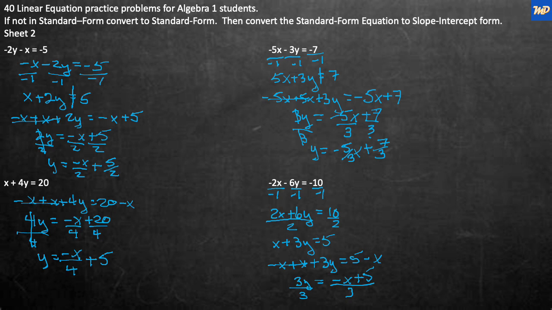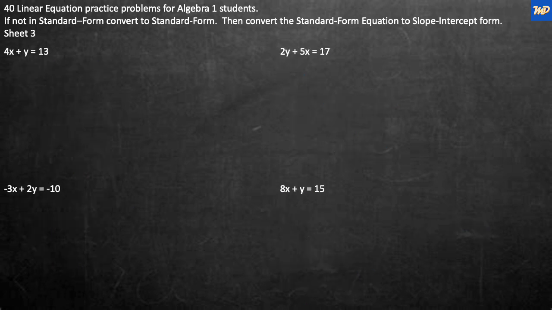Okay? So now I'm going to move over here. y equals, I got rid of the 3's here. They canceled. Negative x divided by 3 plus 5 divided by 3. Okay? As before, we know the rules, so let's move on.